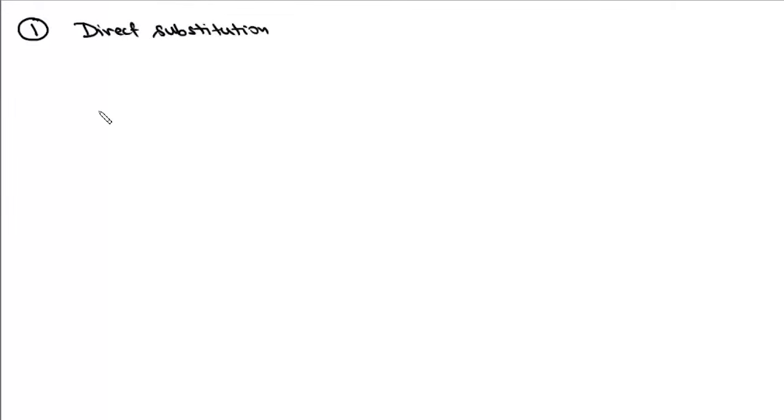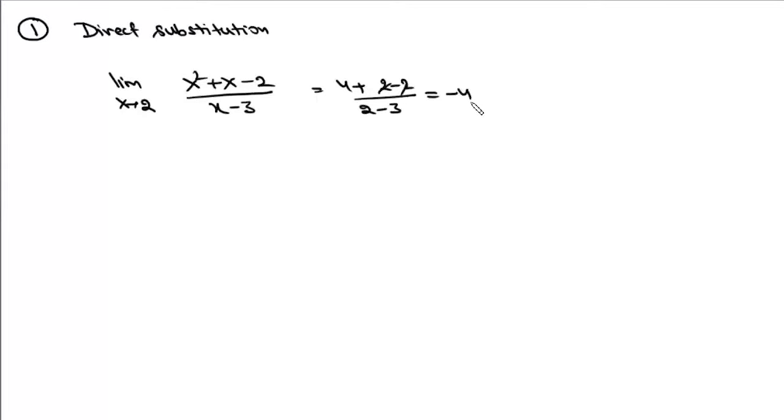Say for example, suppose we have to find this limit x tends to 2 x square plus x minus 2 upon x minus 3. Now as I have told you previously, the first step in any limit would be to find its form. So if we directly substitute this value, we'll get this as 4 plus 2 minus 2 upon 2 minus 3, and this value is minus 4. Now since minus 4 is not an indeterminate form, the answer to this limit is minus 4.